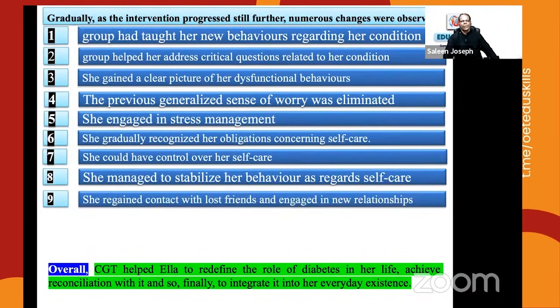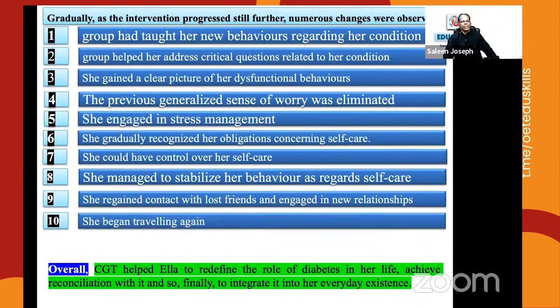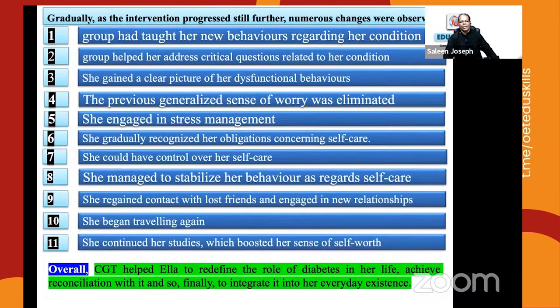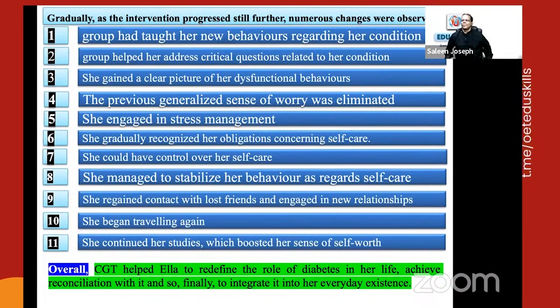9. She regained contact with lost friends and engaged in new relationships. 10. She began traveling again. 11. She continued her studies, which boosted her sense of self-worth. See, that controlling idea is explained. Nothing else is given in this paragraph.